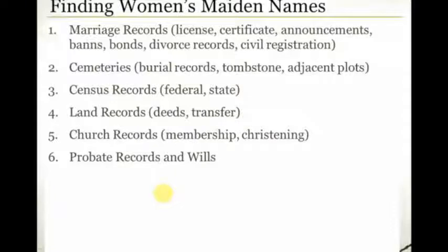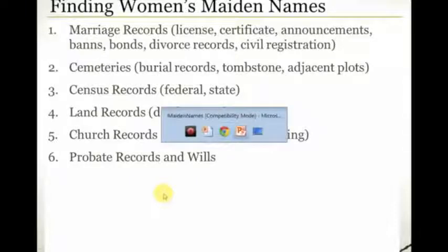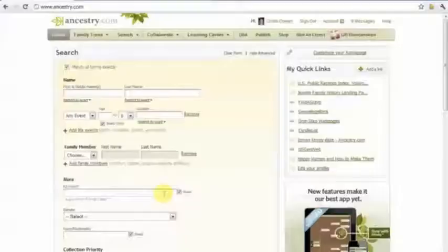Number 6 tip is probate records and wills. Again, we have lots of these on Ancestry.com, and they're, I think, a far underutilized resource, but I love them because they provide fantastic clues. As a matter of fact, let me just switch over to a live search screen here and show you just one example, again, from one of your requests.